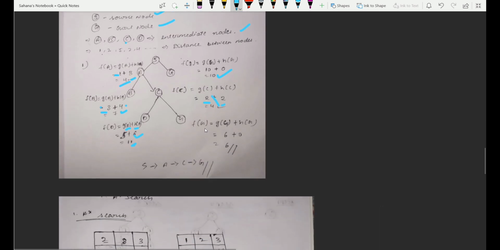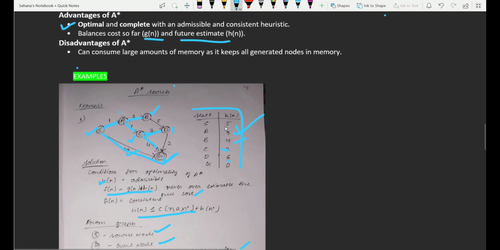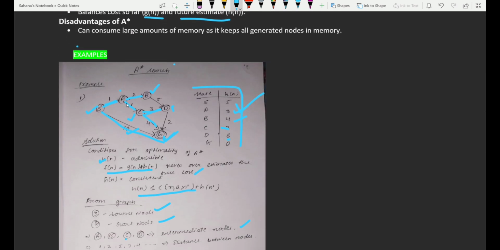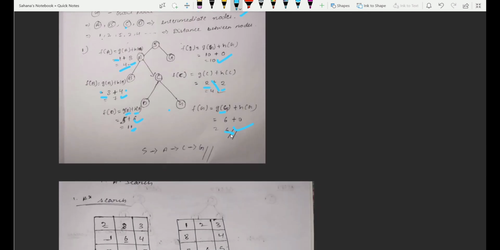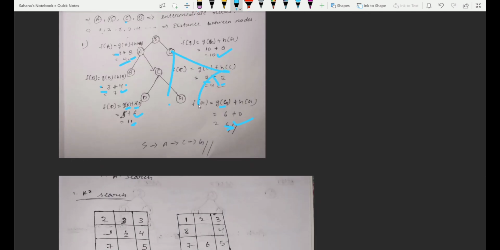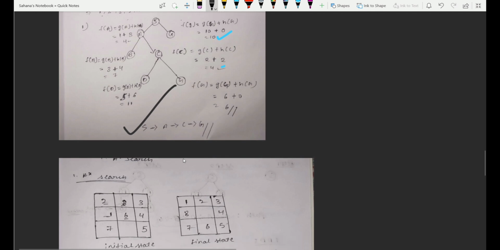Now on this side, f of G, you should find the g of G: S to A is 1, plus A to C is 1, plus C to G is 4. You will get the value as 6. Now you got the minimum cost. So the path is S to A to C, and then C to G. This is the best path to find the goal node.